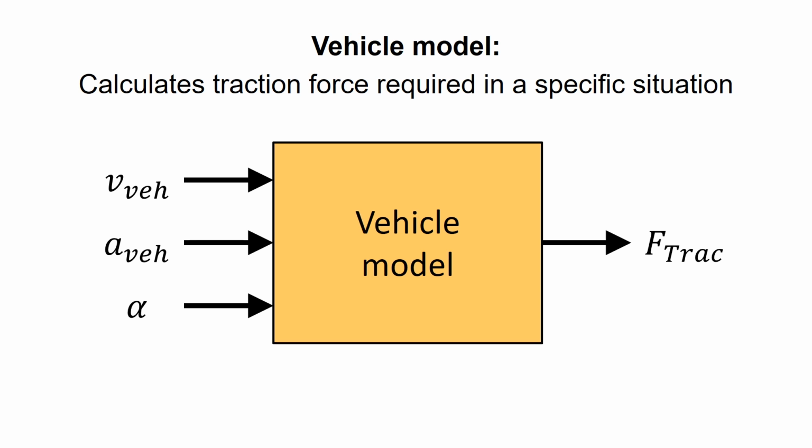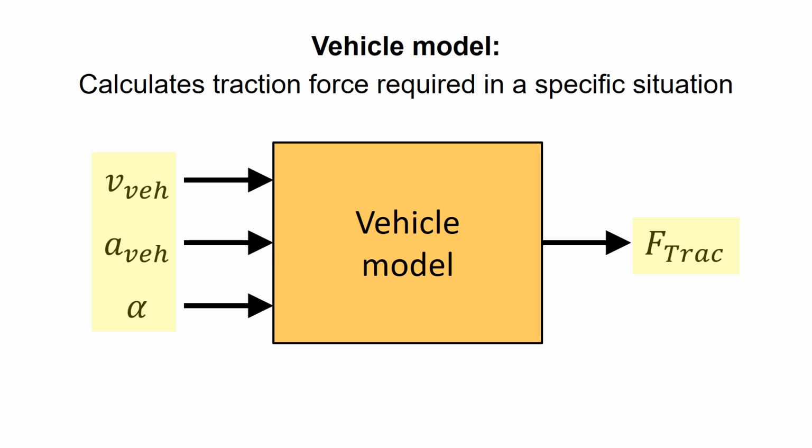Note that the vehicle model does not include a model of the powertrain. The powertrain model will instead use the output of the vehicle model as its input, and it will be presented later. The output of the vehicle model is the traction force required from the powertrain in a specific driving situation. The inputs are vehicle speed, vehicle acceleration, and road inclination angle as they describe the driving situation. The road inclination angle can of course just as well be expressed as the road gradient if that is preferred.